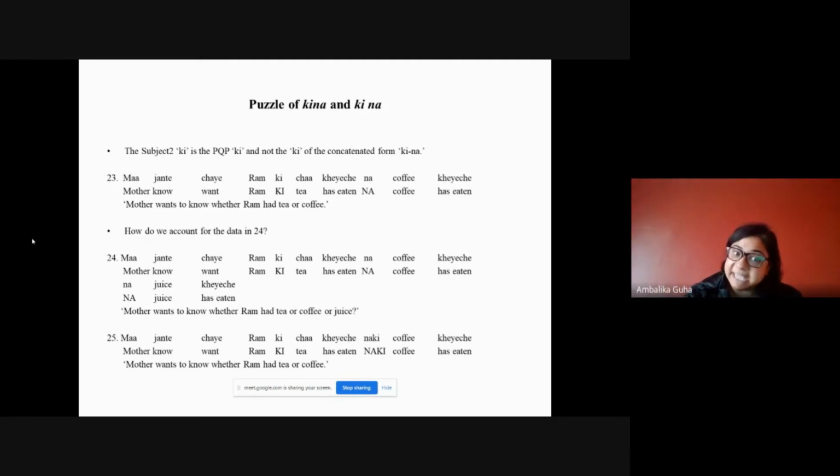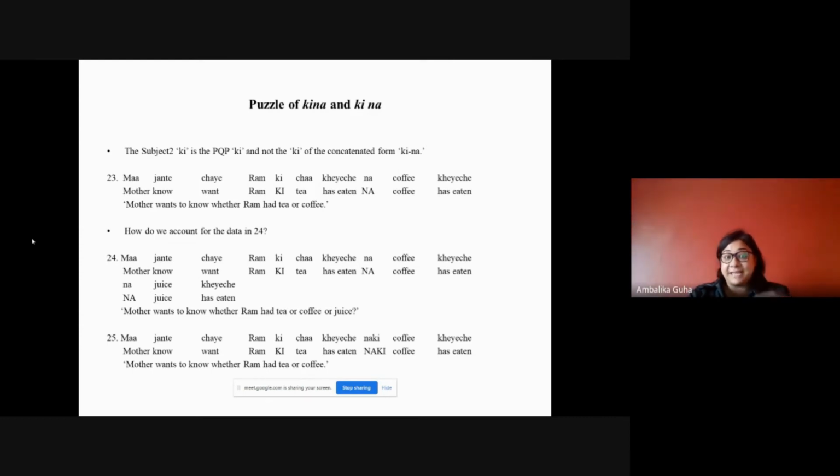If that is the case, then how do we account for data like 24 and 25? In 24, we have more than two disjuncts. Mother wants to know whether Ram had tea or coffee or juice. So, Ma jante chahe Ram ki cha kheche, na coffee kheche, na juice kheche. In this case, how are we going to say where the ki has moved from? Has the ki moved from the na of coffee, or from the na of juice?